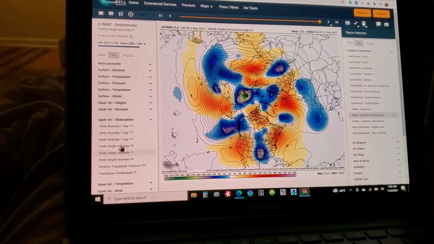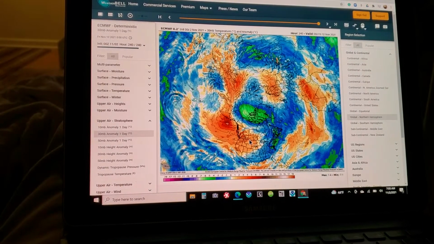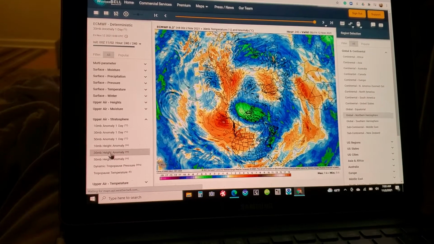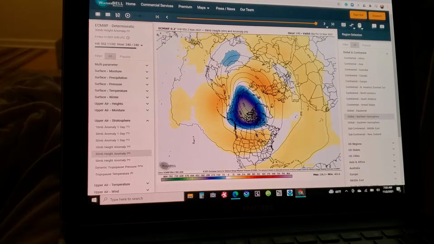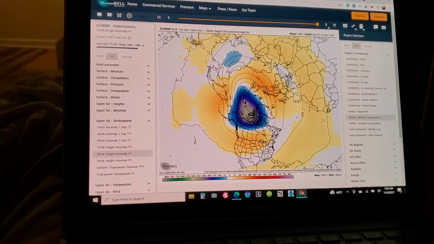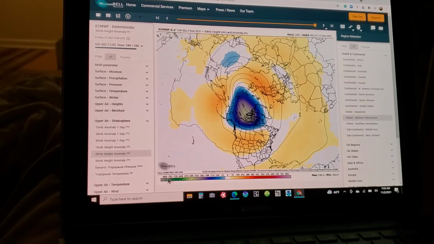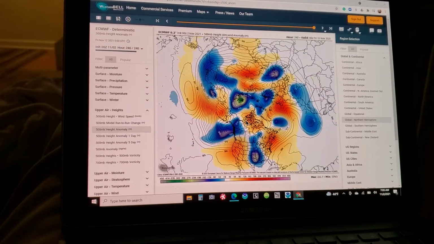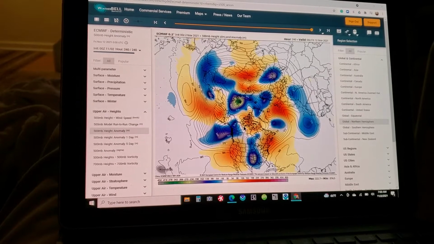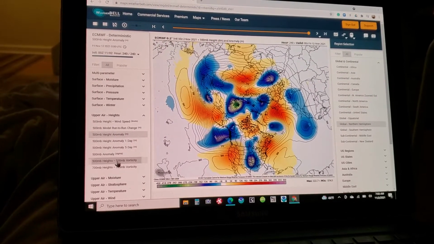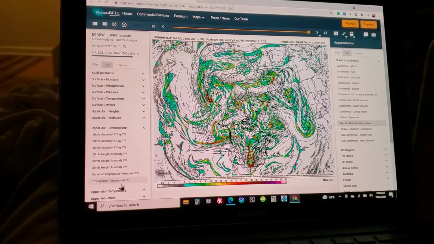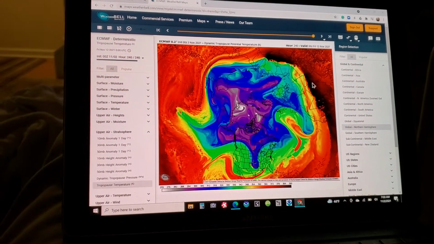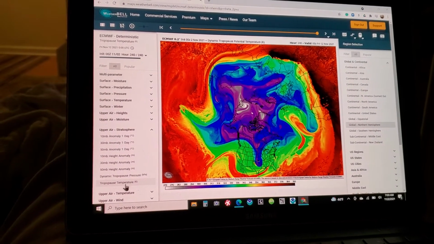And go back to the Strat and look where the warming is. Look where that area of cooling is. And look where the ridge is. Can't really see much from that. Here's the dynamic trope. Trope temps.